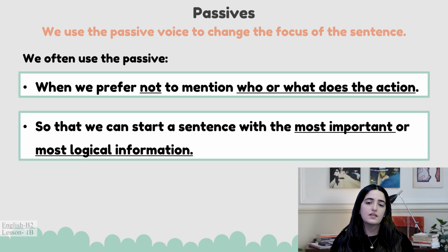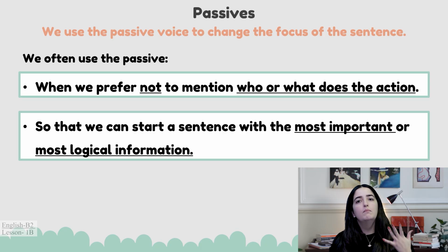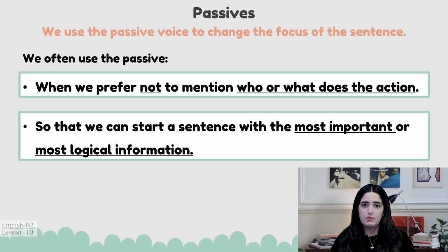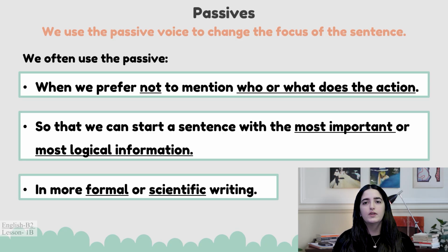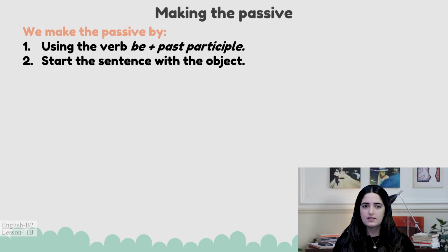We want to put the emphasis on the action they are doing or what has happened. Or we can start a sentence with the most important. So perhaps in this case, my bike was the most important part. My bike has been stolen. That is the most important, not the person who stole it, more so my bike. Or most logical information, so when we want to say something that makes more sense. And we can also use passive in more formal and scientific writing. So let's look at how we make it and some examples.